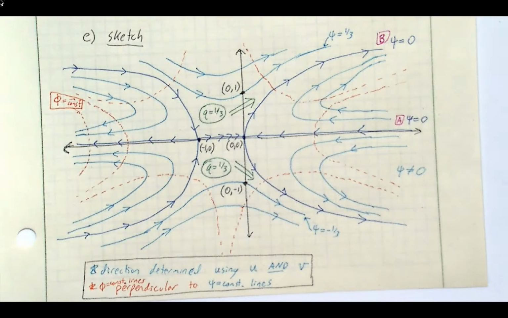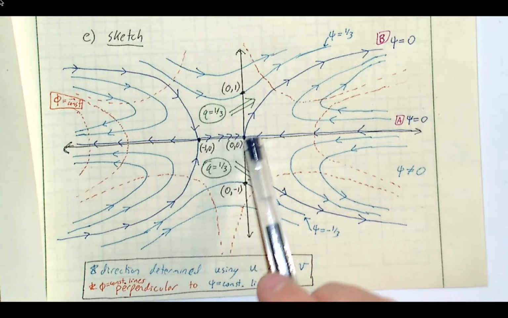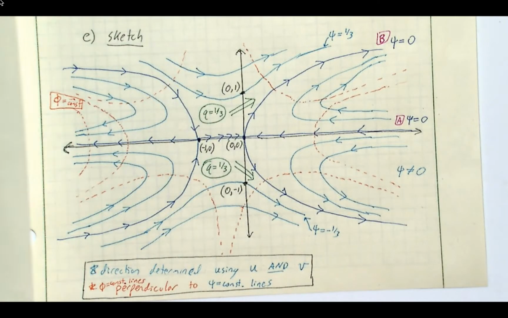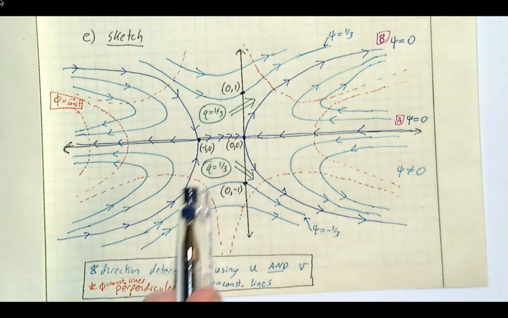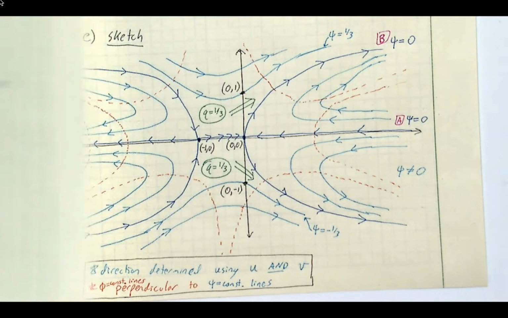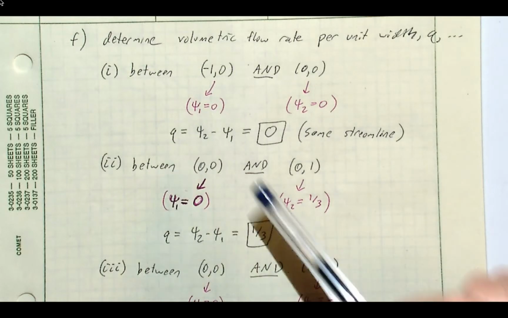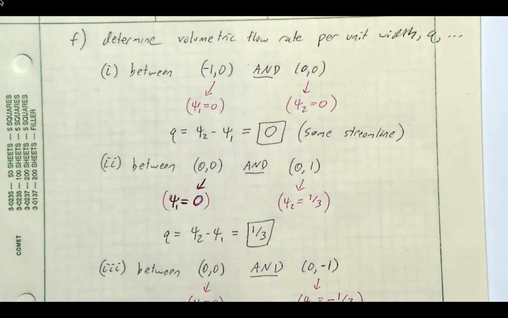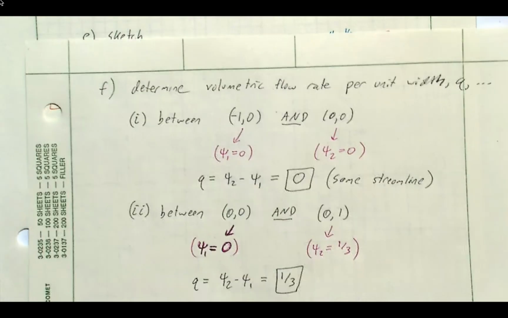So you might be interested, what's the flow between our two points of stagnation here? And well, we know they're stagnation points, so they are on the same streamline, right? And if you plug them into the stream function, where's my stream function?